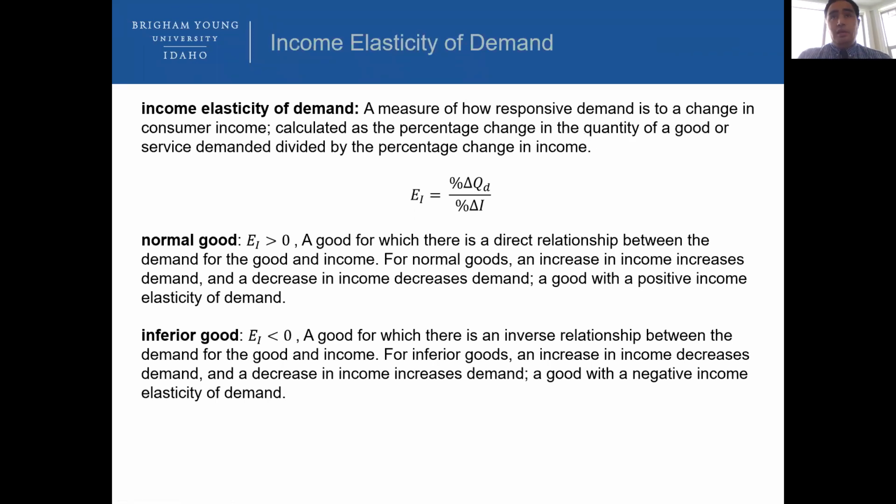If it's a normal good, it'll be positive for income elasticity of demand. That means as income goes up, the quantity demanded goes up. If income goes down, then the amount that's purchased also goes down. For inferior goods, there's an inverse relationship. So if income increases, quantity goes down. If income decreases, the quantity goes up. So that will result in a negative value for an inferior good. So that's the income effect that we can measure with the income elasticity of demand.